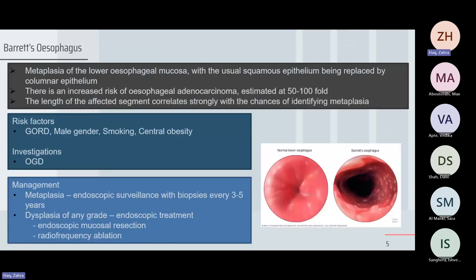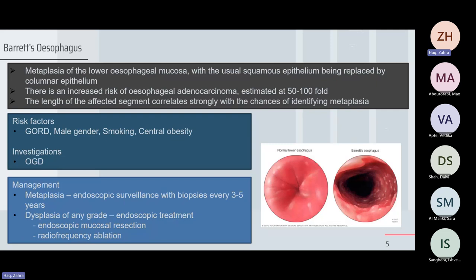Okay, so moving on to Barrett's esophagus now. Barrett's esophagus is characterized by metaplasia of the lower esophageal mucosa. Normally this is a squamous epithelium lining, however in Barrett's this is replaced by a columnar epithelium. Metaplasia is when a cell type is exchanged for another cell type that is not supposed to be in that area. There is an increased risk of esophageal adenocarcinoma, and an adenocarcinoma is when a columnar epithelium develops into a malignant growth.